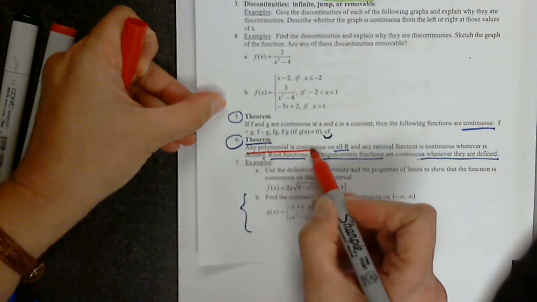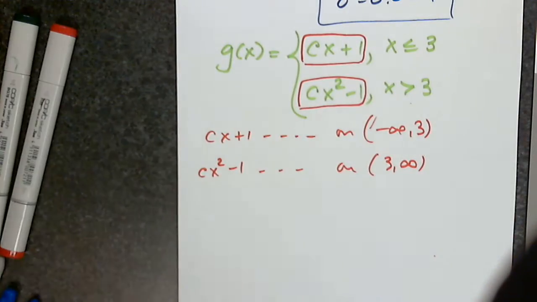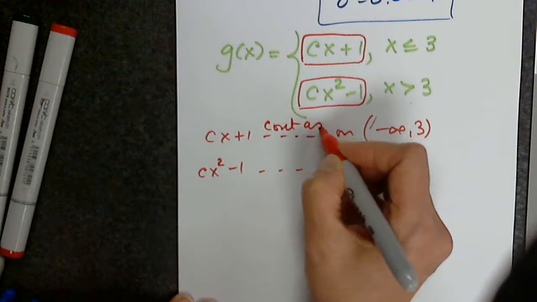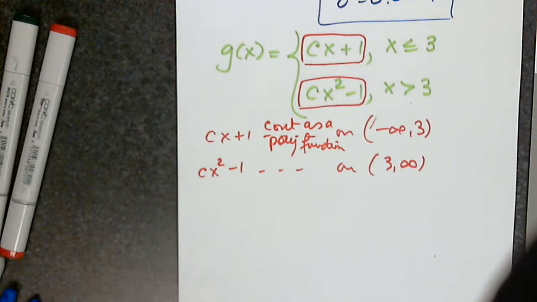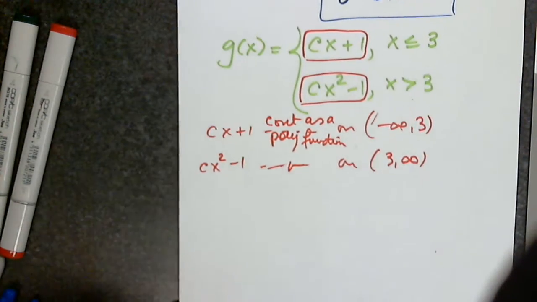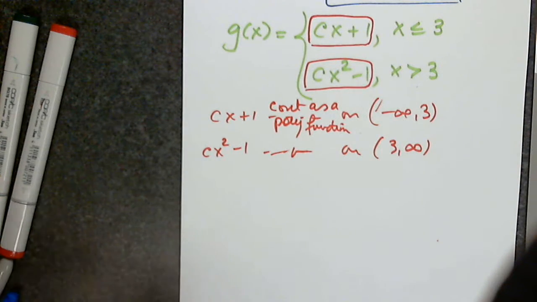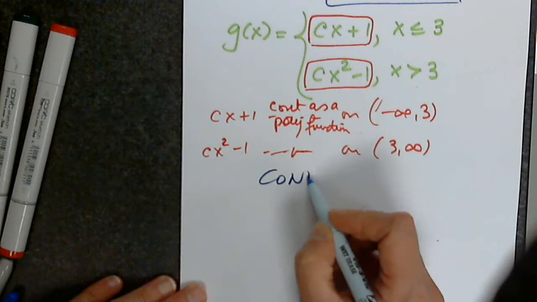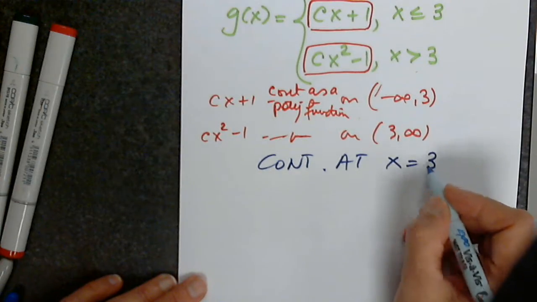And definitely I'm quoting this theorem. Yes, absolutely continuous as a polynomial function. cx plus 1 is continuous as a polynomial function, and cx squared minus 1 is continuous as a polynomial function on the interval. Now, what could be the problem? Continuity, exactly. Continuity at x equals 3. Perfect. Good.